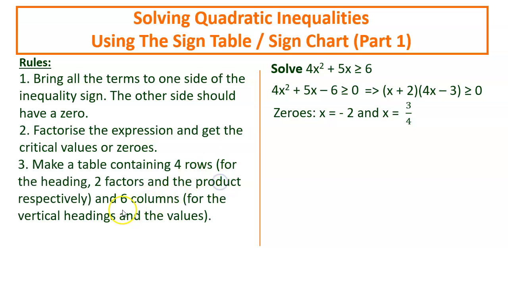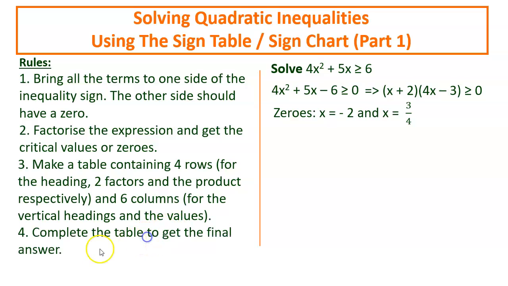Coming to rule number 3, make a table containing 4 rows for the heading, the two factors, and the product respectively, and 6 columns for the vertical headings and the values. You will see what this part represents very soon. And before going to the table, let me give you the final rule. Complete the table to get the final answer.